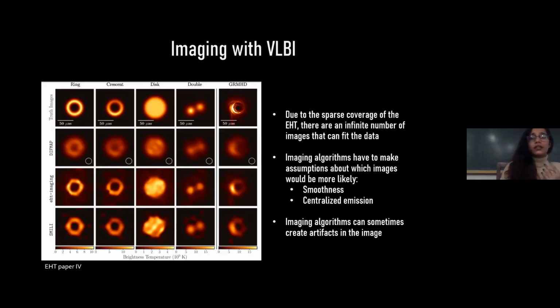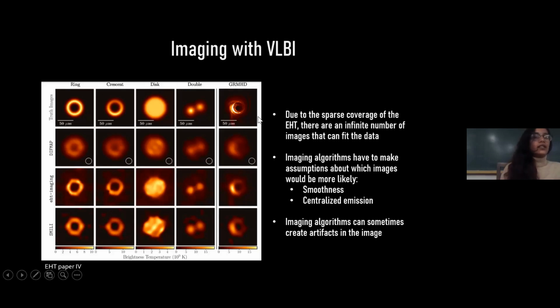So we can make certain assumptions. Like, for example, smoothness. We can assume that my image is smooth and doesn't have any sharp edges. We can assume that it has centralized emission, which means that it has emission closer to the center and not much close to the edges. But even after imposing these assumptions, there are certain artifacts that are created in the reconstruction.